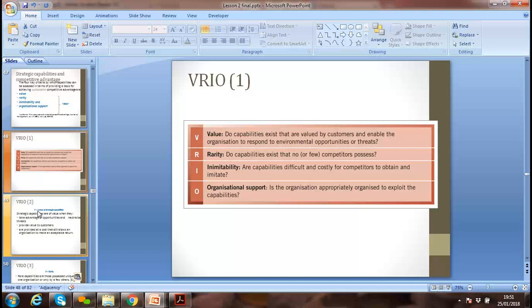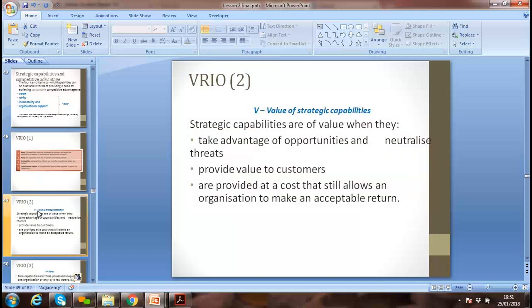So we need to look at organizational support. Is the organization appropriately organized to exploit the capability? We have very skilled people. If we're not putting the right person in the right job at the right time in the right place, we're not really going to achieve our organizational objectives. So we need to be capable. If we don't have the capability, then we can't. Does it make sense? Yeah, absolutely.